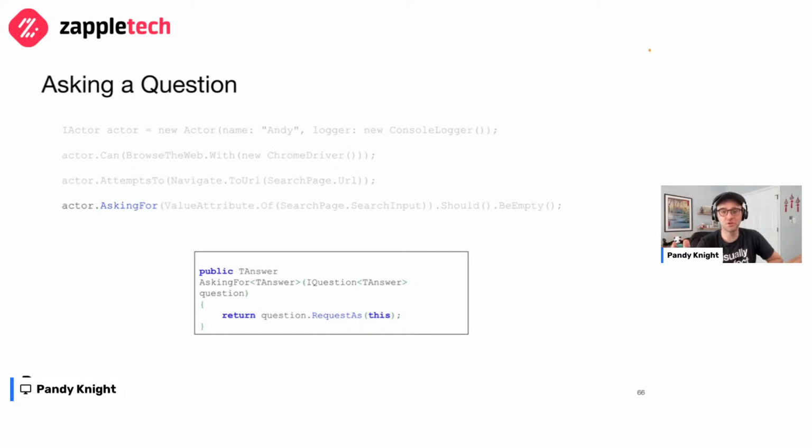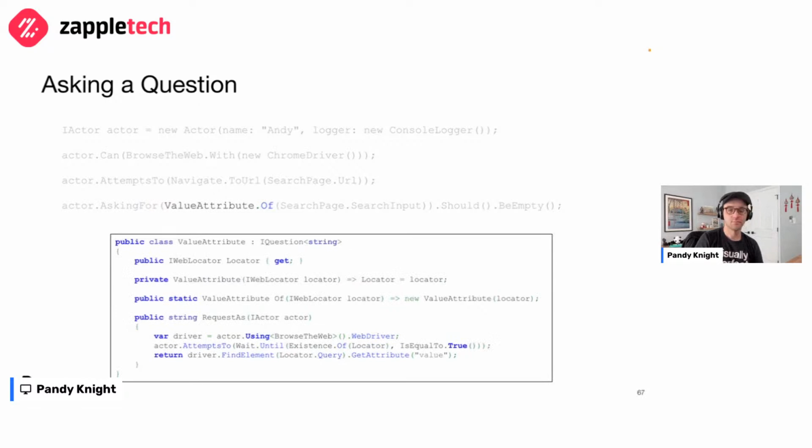Actor.asking_for is what calls the question. It's kind of like attempts to, but asking for because you now have a question. All questions must implement the IQuestion interface. When the actor calls asking for or the equivalent asks for method, it calls the question's request as method. Value attribute is the name of our question here, and .of provides the target web element's locator. Value attribute's request as method, again, is where the magic happens.